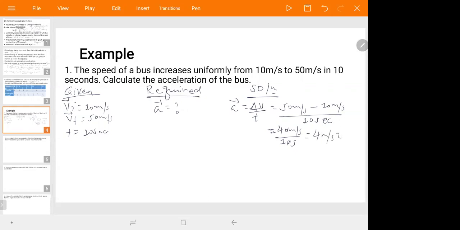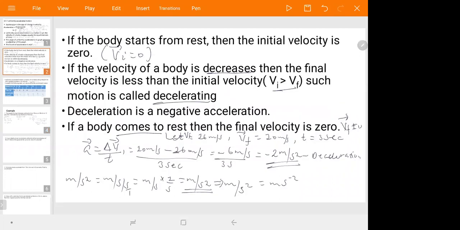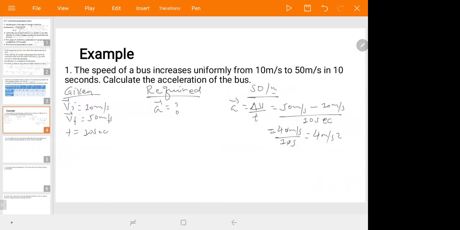We have seen that meter per second over second means meter per second square. Don't forget. So the SI unit of acceleration is meter per second square. Don't forget, okay?